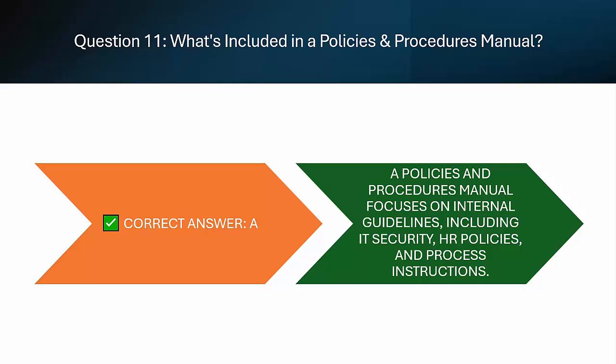Option B is incorrect. Marketing strategies, like goals and slogans, are part of a business or marketing plan, not an internal policy guide. Option C is incorrect. Competitor analysis is external research, not an internal procedure. Option D is incorrect. Customer survey results are performance data, not a process guideline.